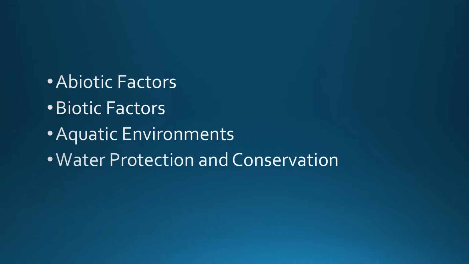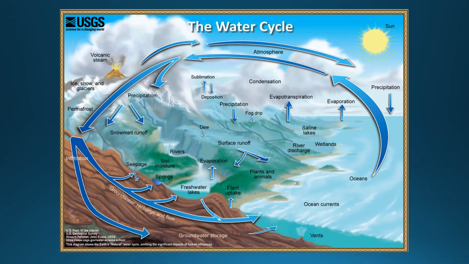So there are four main components of this training that we're talking about when we're referencing aquatics. So there are the abiotic factors, the non-living things, the biotic factors, all the living things, a bunch of different aquatic environments that all have different biotic and abiotic factors, and then water protection and conservation, which is kind of a diverse, large topic. So let's dive right in.